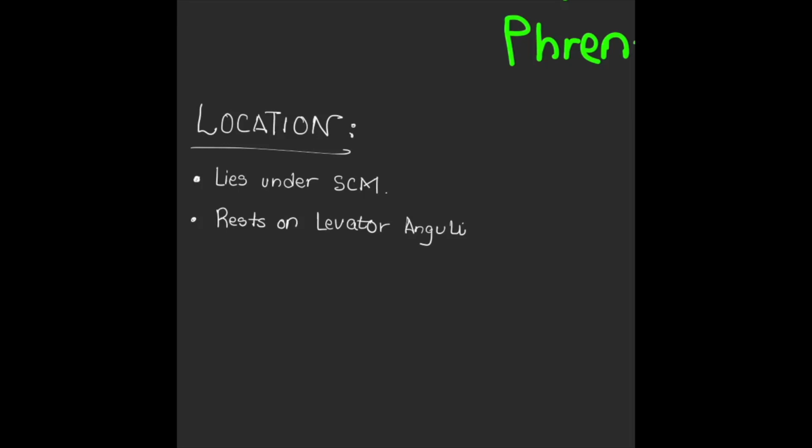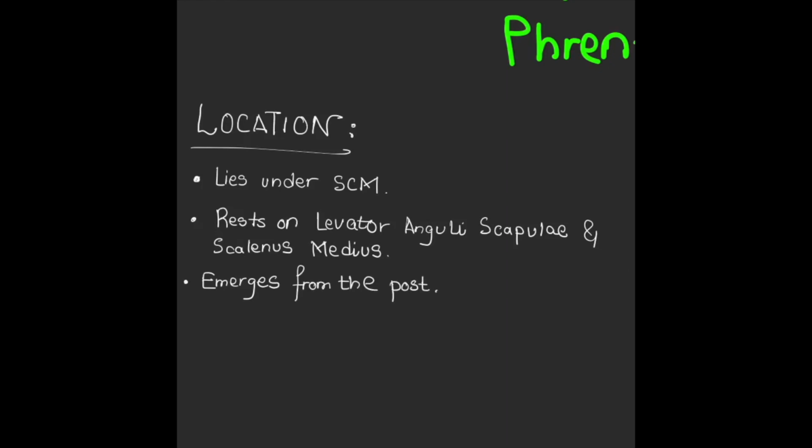Cervical plexus and the location. Obviously, the location is very important. So it lies under sternocleidomastoid. It rests on levator scapulae muscle and scalenus medius. It emerges from the posterior border of the sternocleidomastoid muscle.